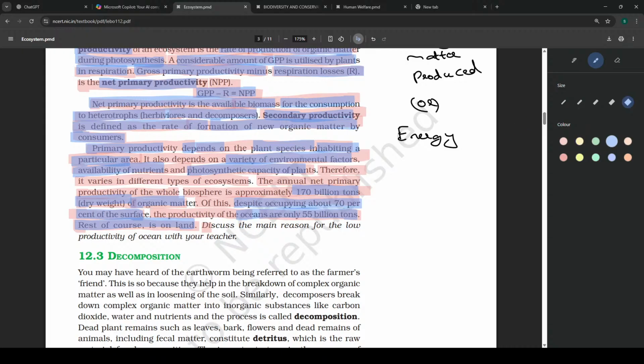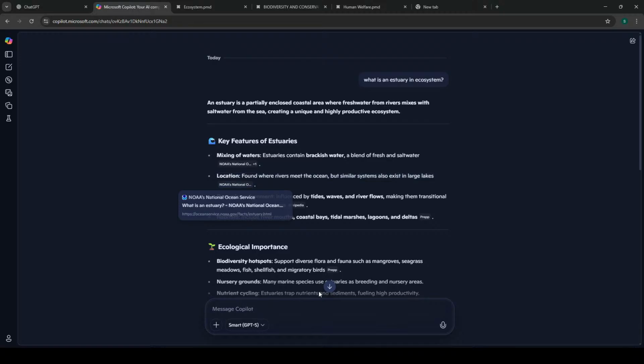Why is there low productivity in the ocean? Okay, let's ask.